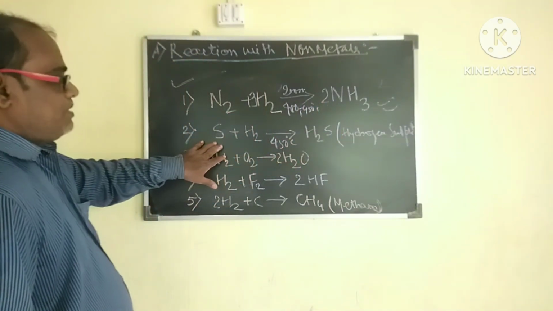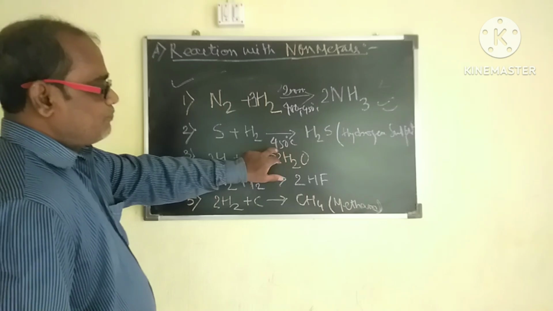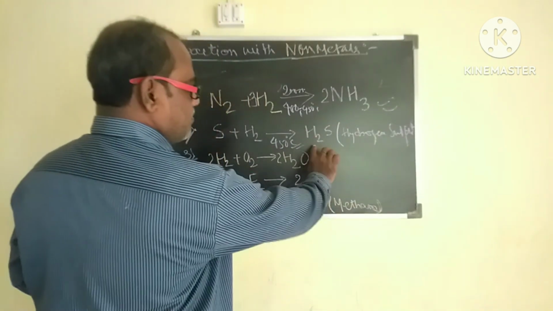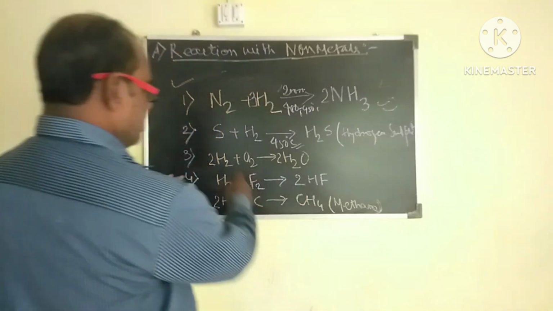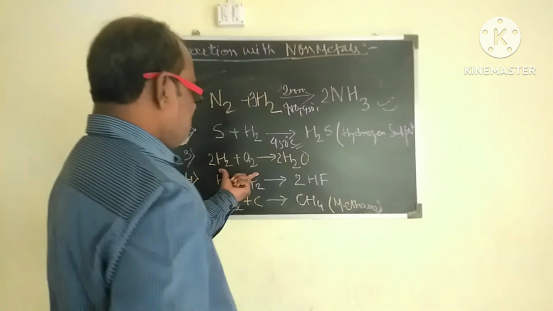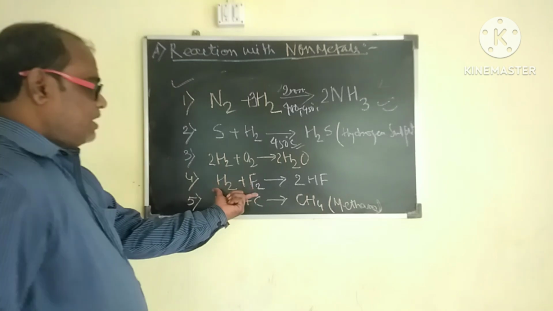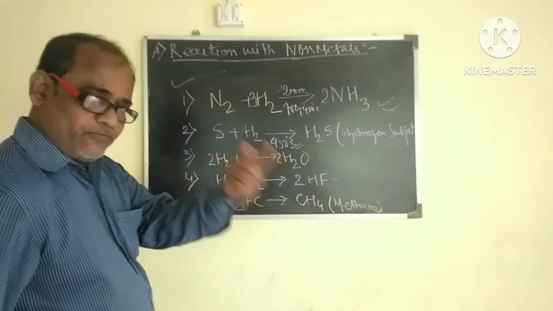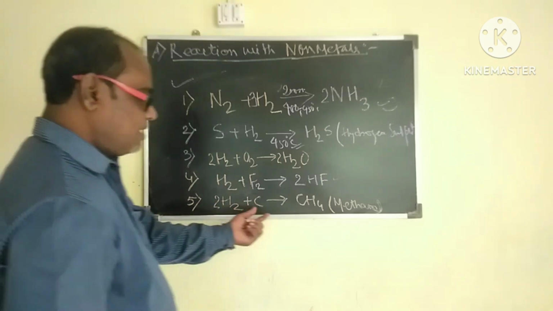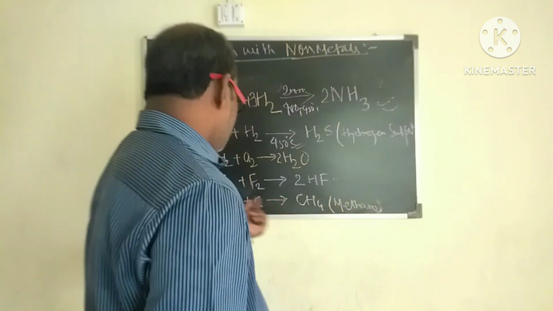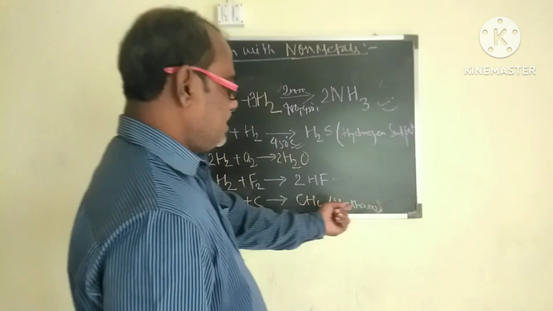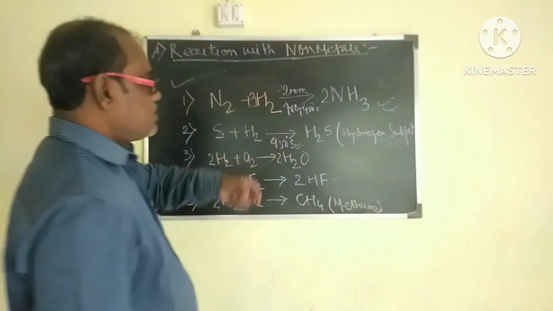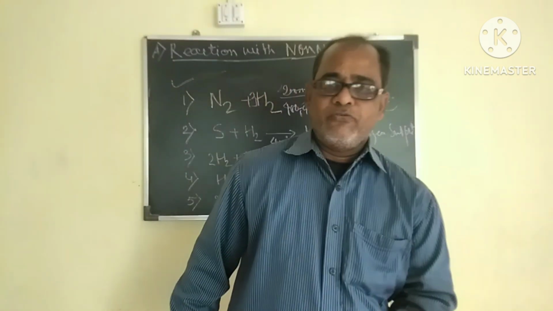Another: when it reacts with sulfur at about 450 degrees Celsius, you have to mention this temperature in the exam, it gives hydrogen sulfide. When it combines with oxygen, it forms water. With fluorine, meaning with halogens, it forms hydrogen fluoride or the respective halides. And when it reacts with carbon, it forms a hydrocarbon, that is C plus 2H2 gives CH4. This is methane, a hydrocarbon. Now we have studied the reactions with non-metals and also with metals.